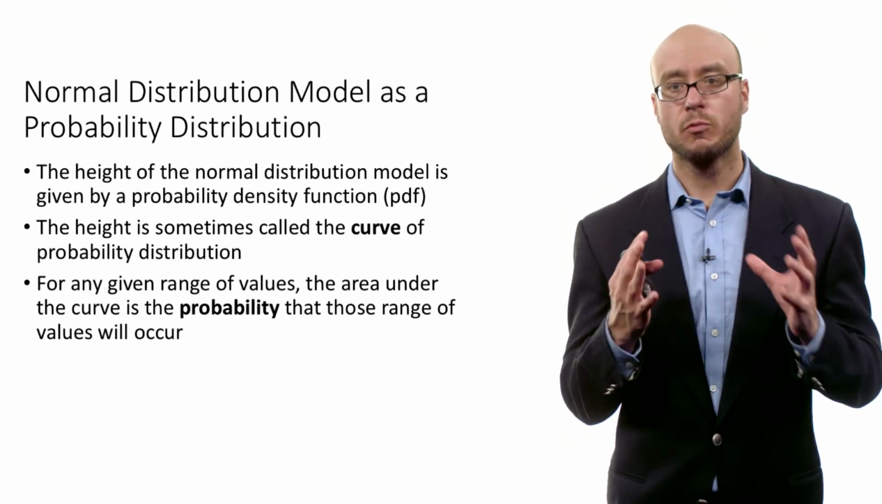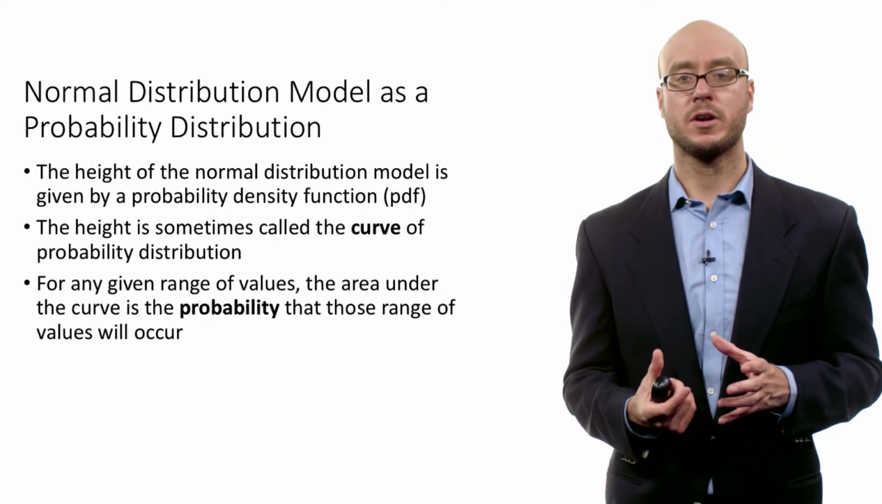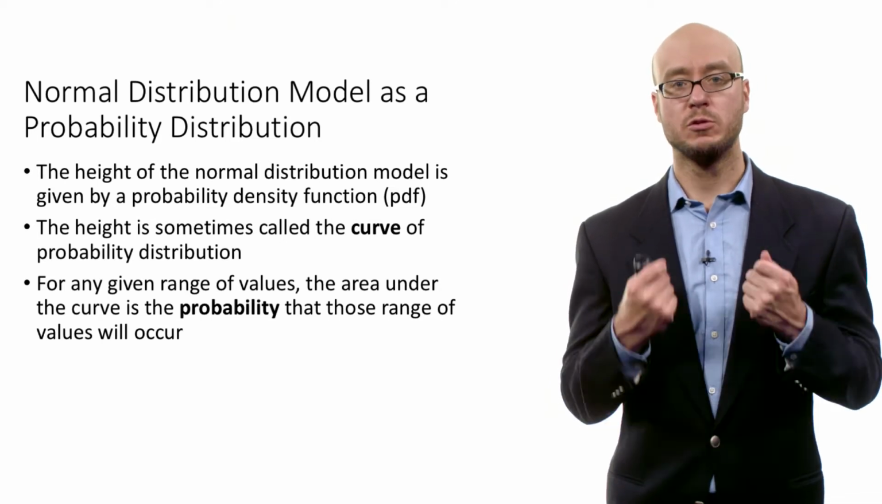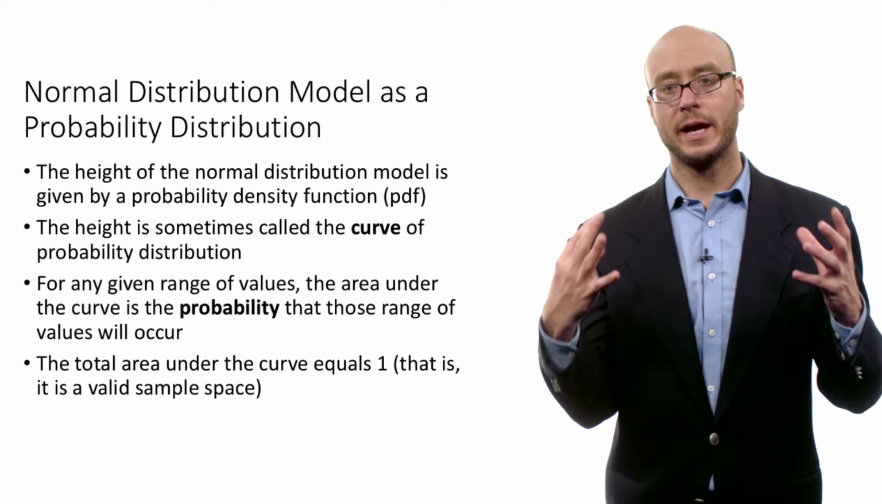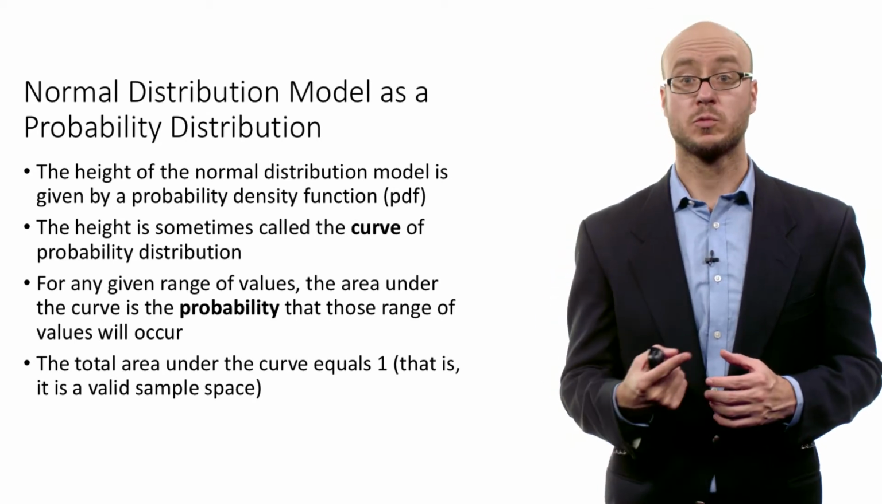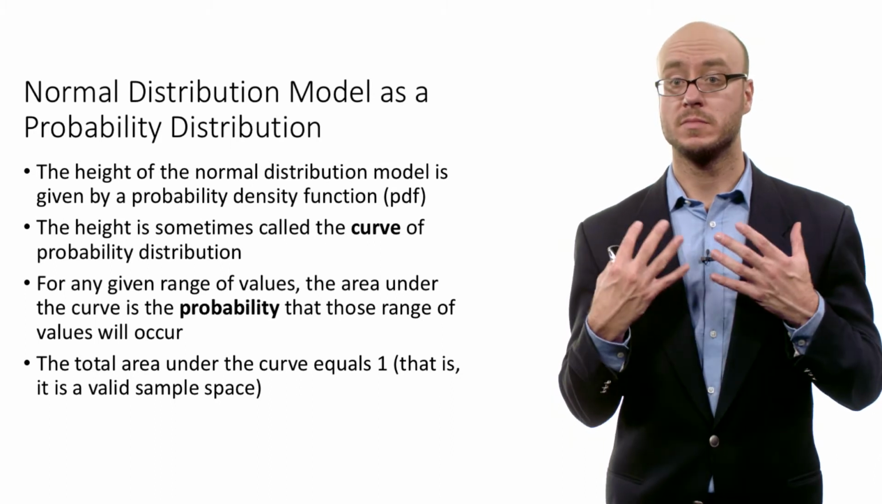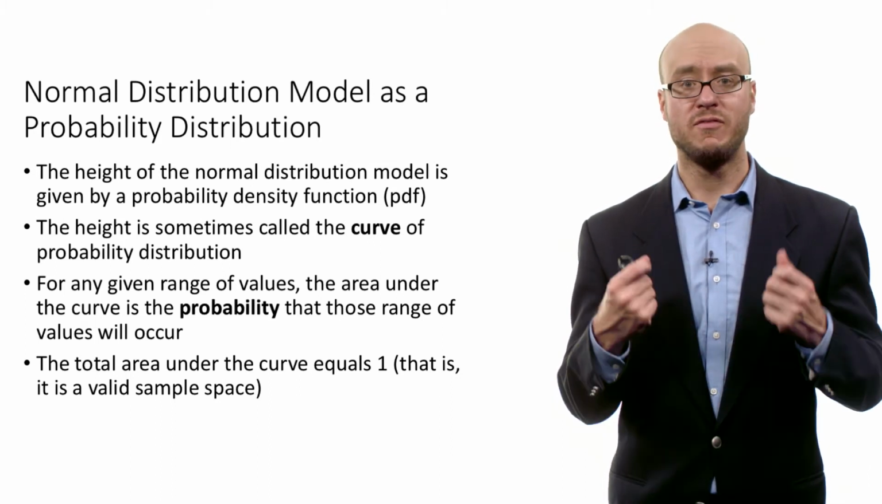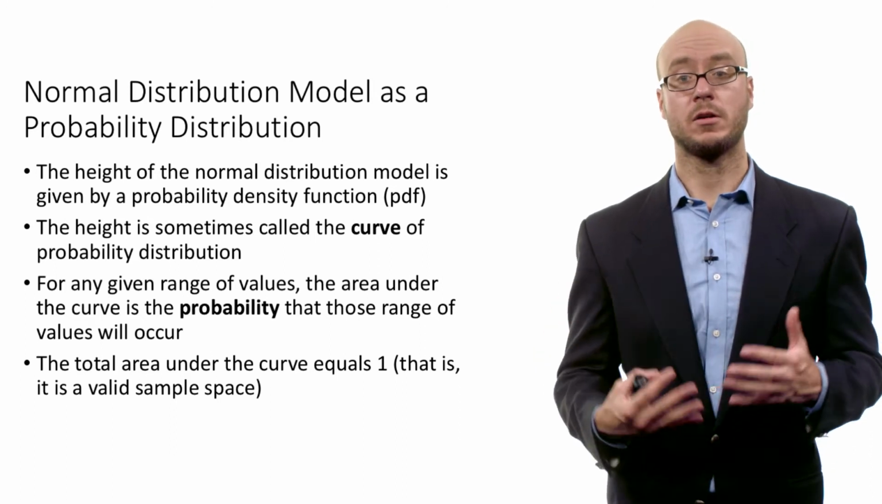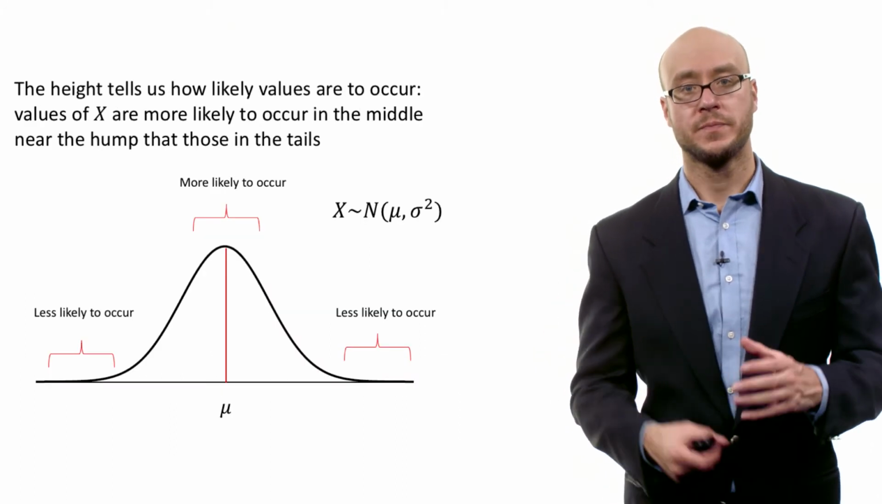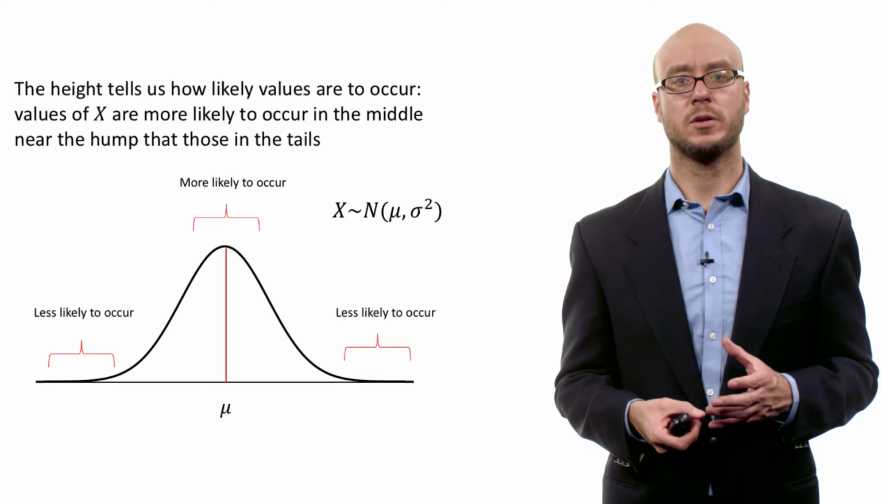Because for a given range of values, the area under the curve is the probability that those range of values will occur. And the total area under the curve equals 1. That's because the normal distribution model is a valid sample space. The probability of the entire curve equals 1. So this is what the normal distribution model looks like.